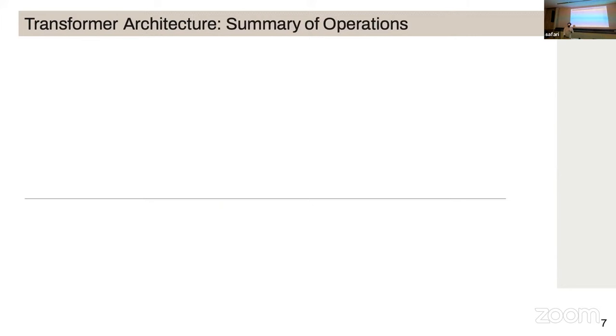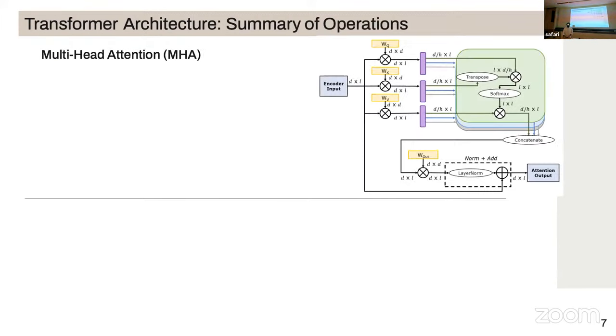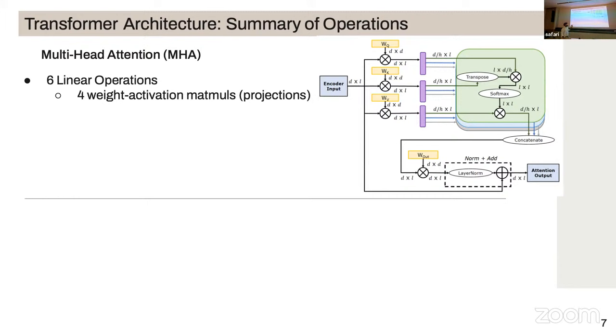Okay. What is interesting or important to know about these blocks for the purpose of inference optimization is that there are different operations involved. And if we first look at the multi-head attention, you don't need to understand the full diagram, but you need to look at the x's first. So all the circles with an x are matrix multiplications. And they're linear operations, and there are six of them. Four of them are the weight activation matrix multiplications. So those are the ones with a W.